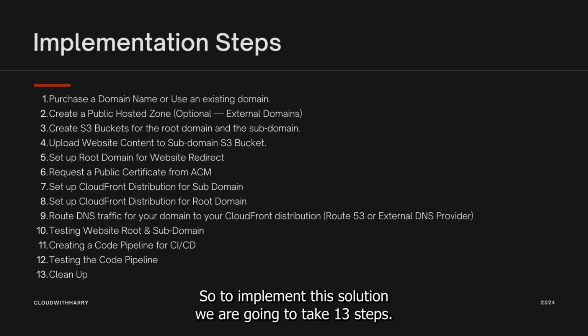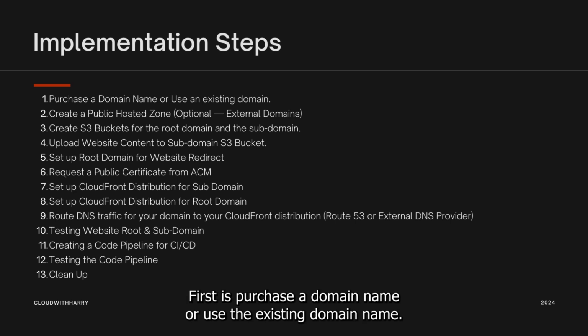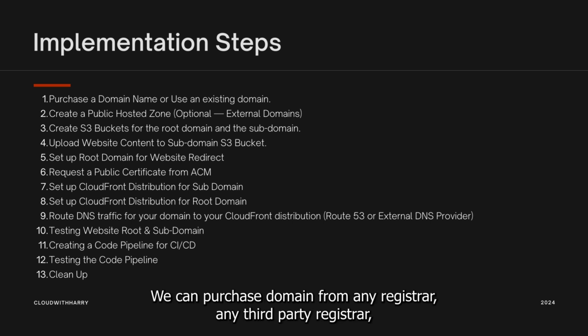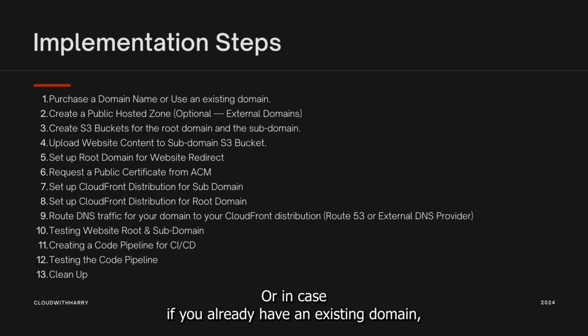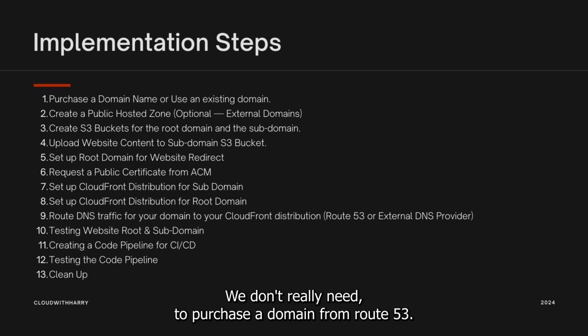So to implement this solution, we are going to take 13 steps. Now let's review each step one by one. First is to purchase a domain name or use an existing domain name. As I said, we are not going to use Route 53 for the domain name. We can purchase a domain from any third party registrar. Wherever you can get a cheap domain, you can just go and purchase that. Or in case you already have an existing domain, then we can use that existing domain for this exercise. We don't really need to purchase a domain from Route 53.